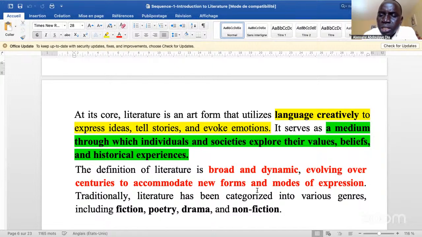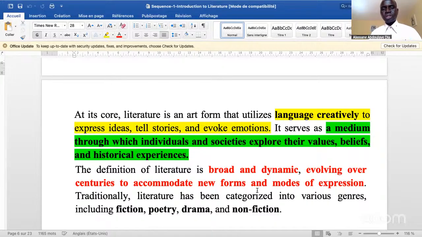Cherno did not want Samba to go to Western school because Cherno said in the Quranic school, what they learn is God. In Western school, what they forget is God. And they learn about mirrors.